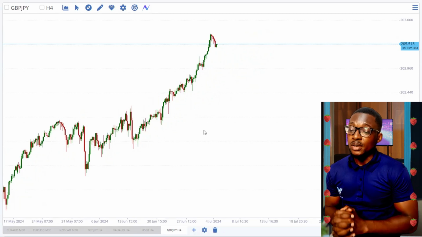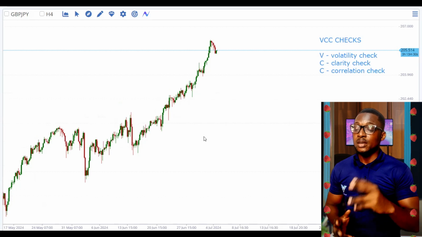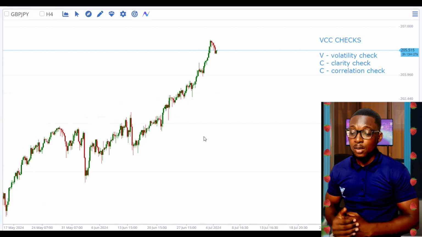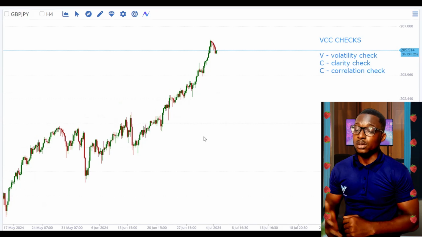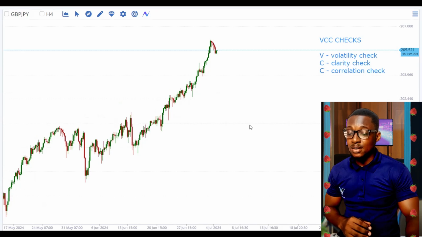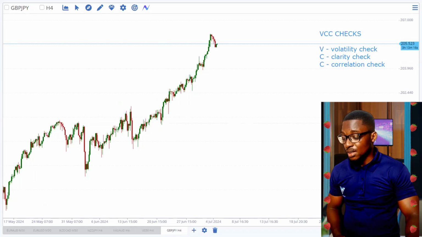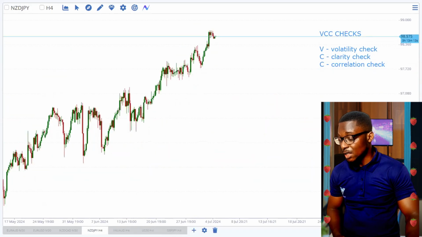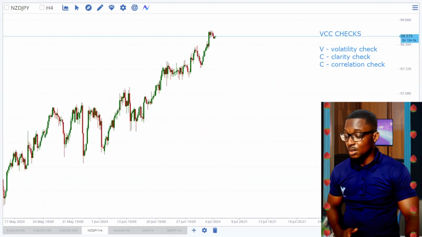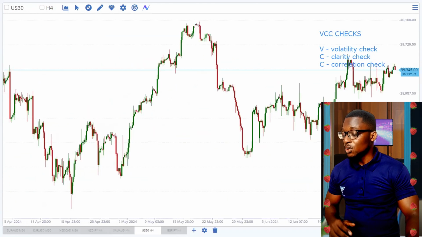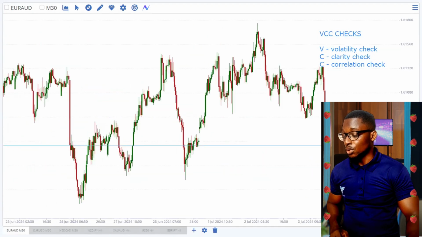This is what we call the VCC check system. The V here stands for volatility check. The first C stands for clarity check. The last C stands for correlation check. You simply apply this system when you have a list of options, right? For this example, I have about 8 pairs that I can trade, and I want to choose 2 out of this list to trade, which means I want to do away with about 5 of these markets and simply focus on just 2.